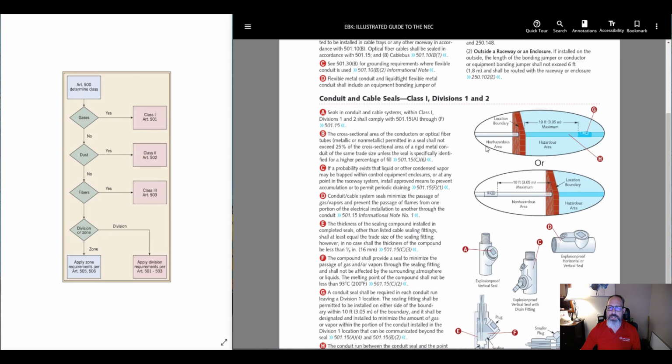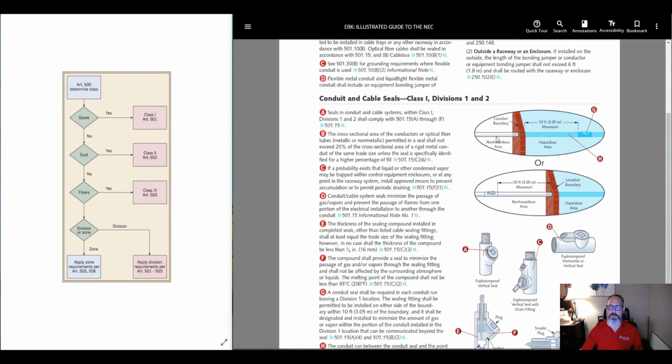Now, when we talk about putting in seals, in both Class 1 Division 1 and 2, there's a 10-foot requirement. You can either put the seal 10 feet into the hazardous area or 10 feet maximum on the outside of the hazardous area.